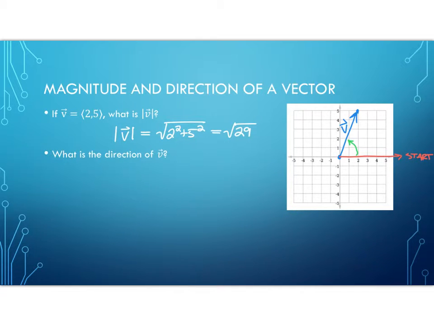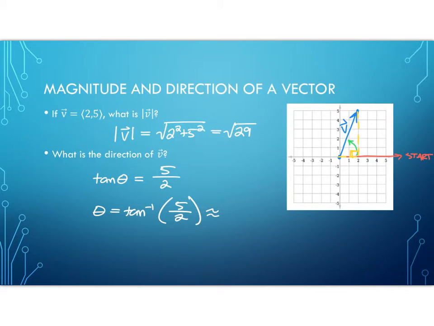The way we can figure that out is thinking about this really just like a right triangle. Right, we have a right triangle right here. We know this length is 2, this length is 5. So then what is the direction? If we look at that, we would be able to say tangent theta is 5 over 2. So then theta is the inverse tangent of 5 over 2.